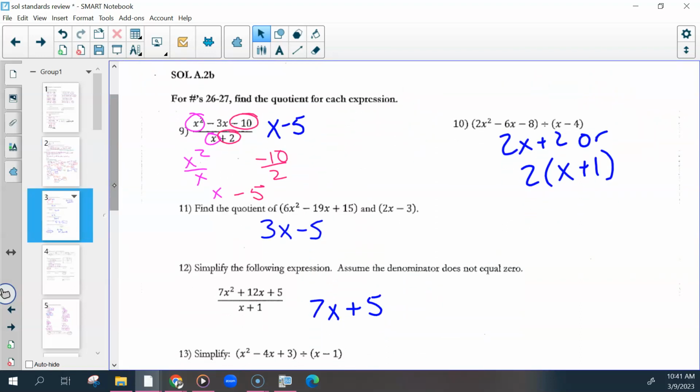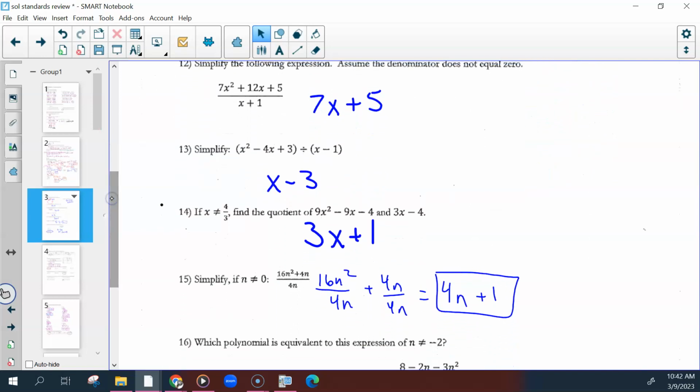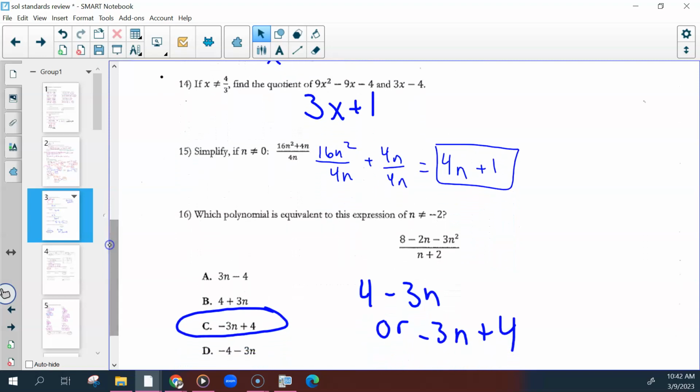So 9, x minus 5. 10, 2x plus 2. 11, 3x minus 5. 12, 7x plus 5. 11 or those, I'll go back. 13, x minus 3. 14, 3x plus 1. 15, 4n plus 1. And 16 was C.